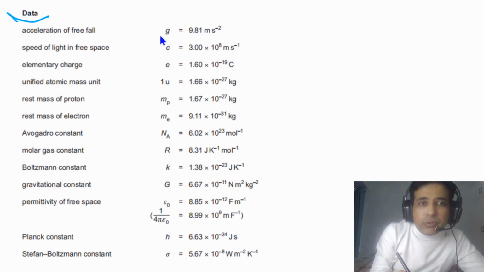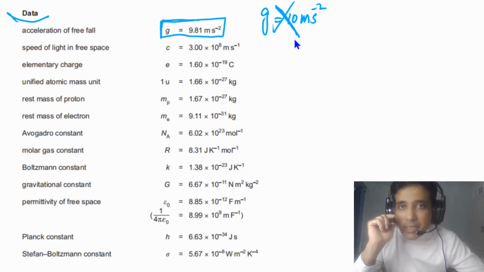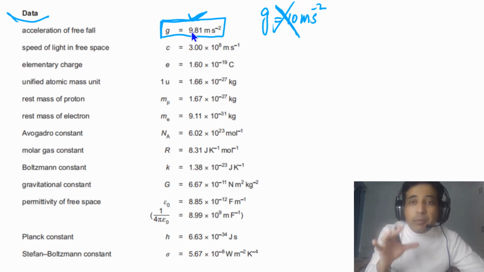And also you need to understand that at AS level, you have to use g equal to 9.81 meters per second squared. You cannot use g equal to 10 meters per second squared. You will lose marks if you use g equal to 10. So at AS level, you have to use g equal to 9.81. You have to be very clear about this point.